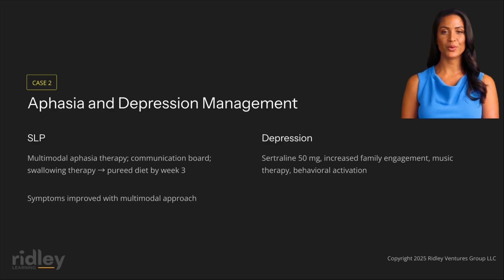Swallowing therapy included oral motor exercises and systematic trials of modified diet textures, achieving advancement to pureed foods with nectar-thick liquids by week 3, allowing nasogastric tube removal.